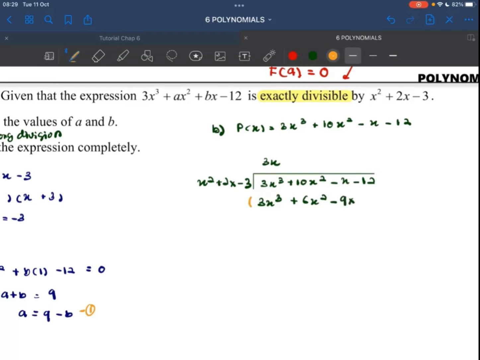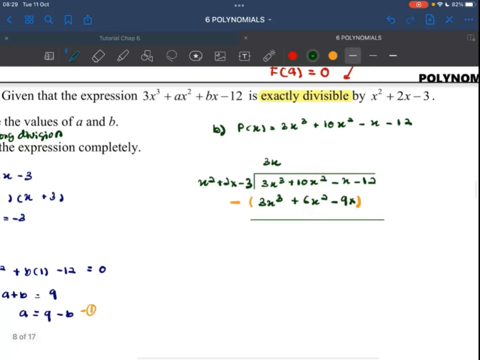Okay, bracket minus. So, subtractkan. 3, 0. 10 minus 6, kita ada 4x square. Negative 1 minus 9, kita ada plus 8x. Negative 1 minus negative 9. Negative 1 plus 9. Okay, jangan salah. And then bawa turunkan yang sebelah minus 12.